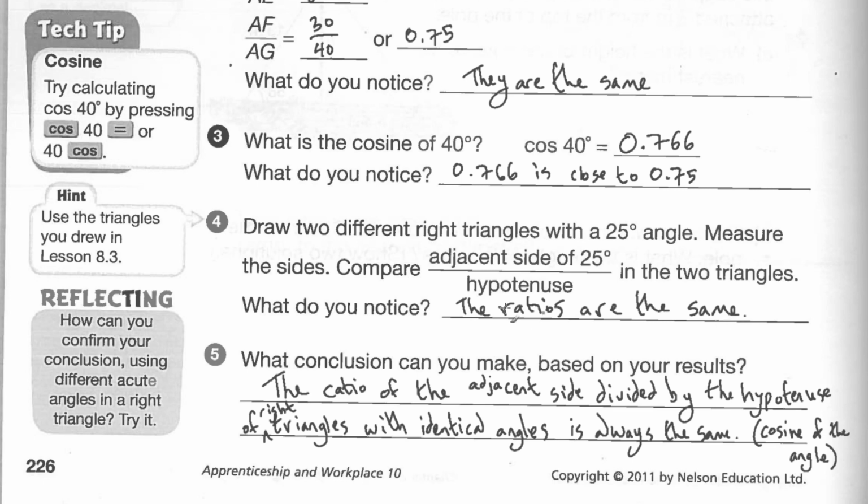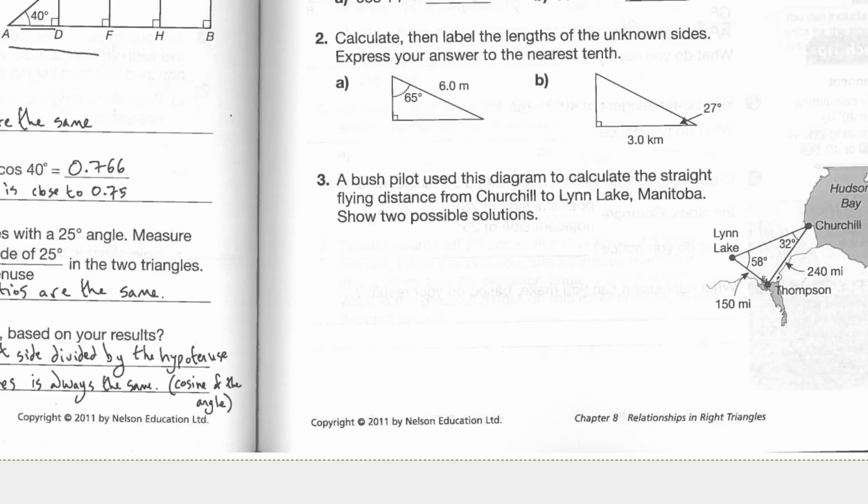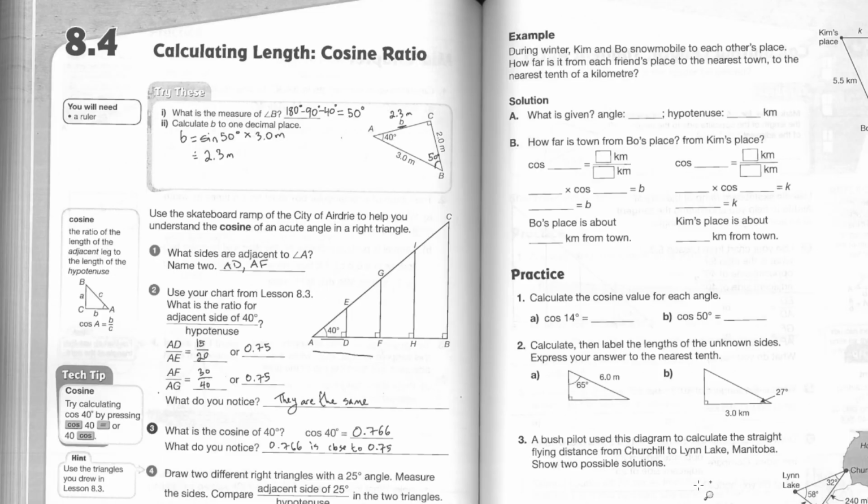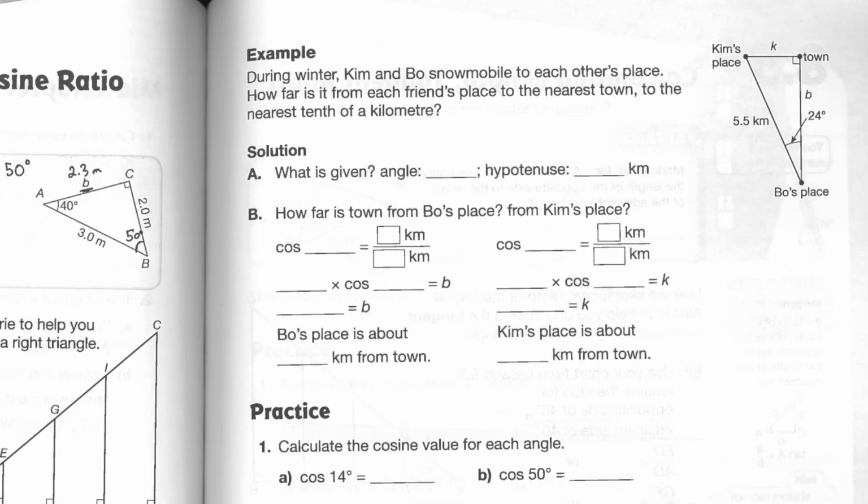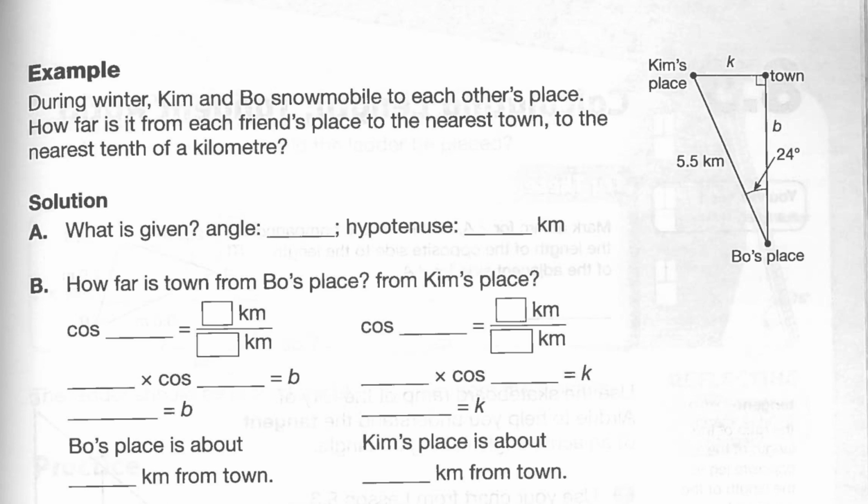And this works for any sort of degrees, or any sort of right triangle with a given angle. So let's do an example here. During the winter, Kim and Bo snowmobile to each other's place. How far is it from each friend's place to the nearest town, to the nearest 1/10 of a kilometer?